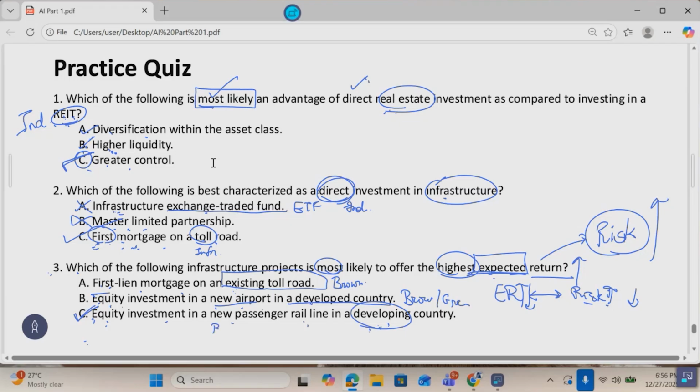You can say brownfield or maybe greenfield also, if it's new, to be constructed or already constructed. But my concern is only what the country is. Obviously, brownfield is less risky, greenfield is more risky. So maybe this is a greenfield because it's new, to be constructed. Even then, the risk is higher in a developing country. Clear? Obviously, I'm not saying it's less risky, but the answer is most likely to offer the highest expected return. And I'm also not saying that you'll get a higher return. The expectation of return is higher in this situation because the risk is higher.